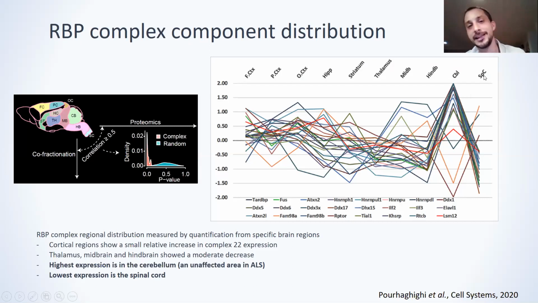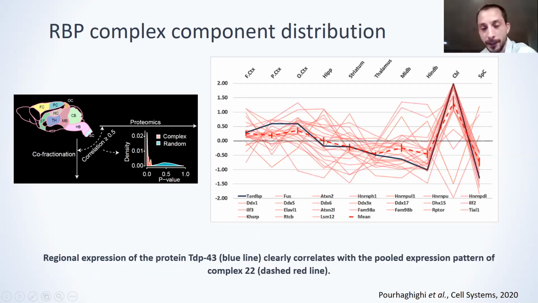And in the area that's mostly affected in ALS, the spinal cord and the frontal cortex, there's actually not that much expression. So that was a little surprising. But if you look at the regional expression of TDP43, and this is a protein that is very well associated with the pathology of ALS, it shows a really nice correlation. So TDP43 is the blue line here. And it shows really nice correlation with the summed expression pattern of complex 22, which is the dotted red line. And you can see again that TDP shows high expression in the cerebellum and low expression in the spinal cord.